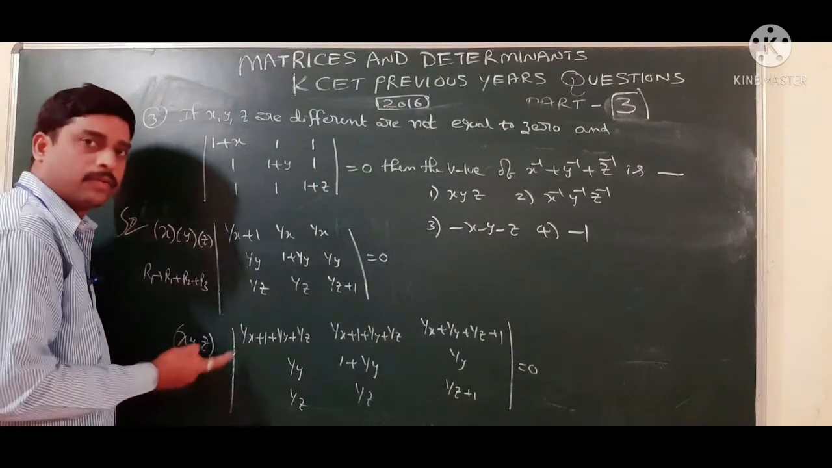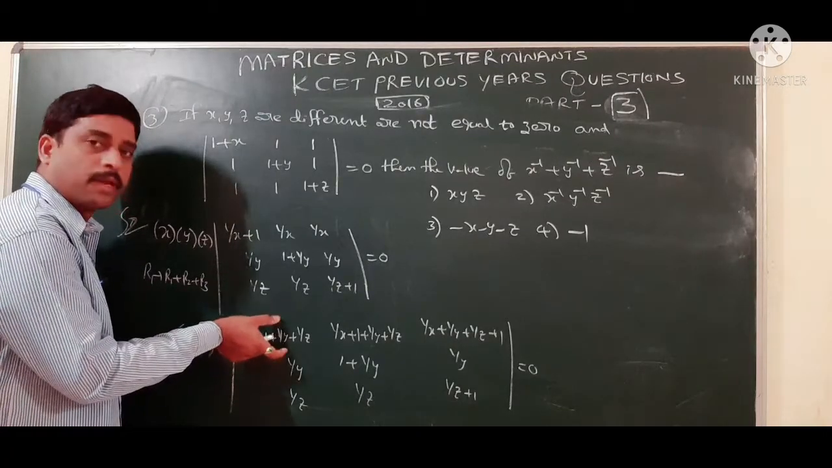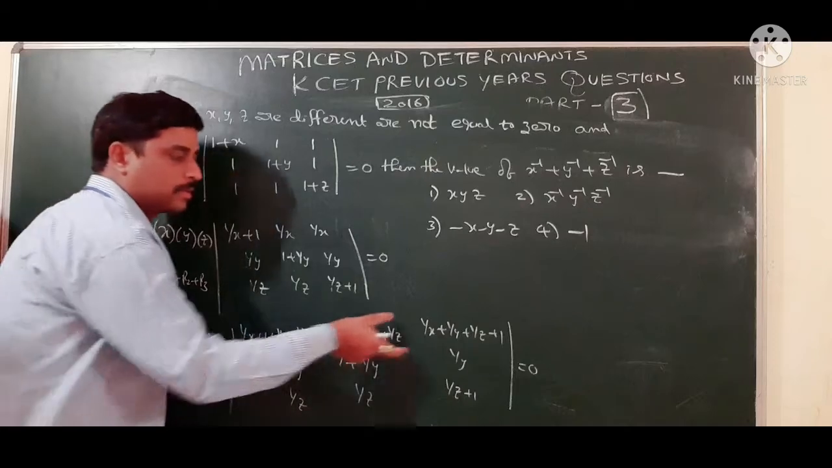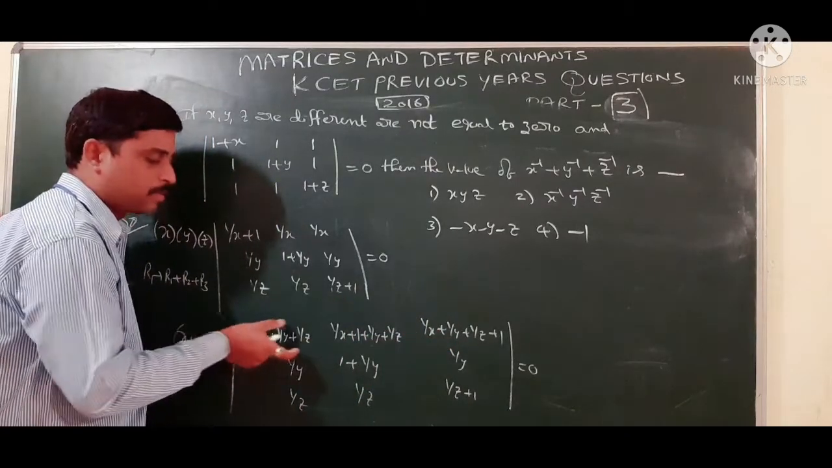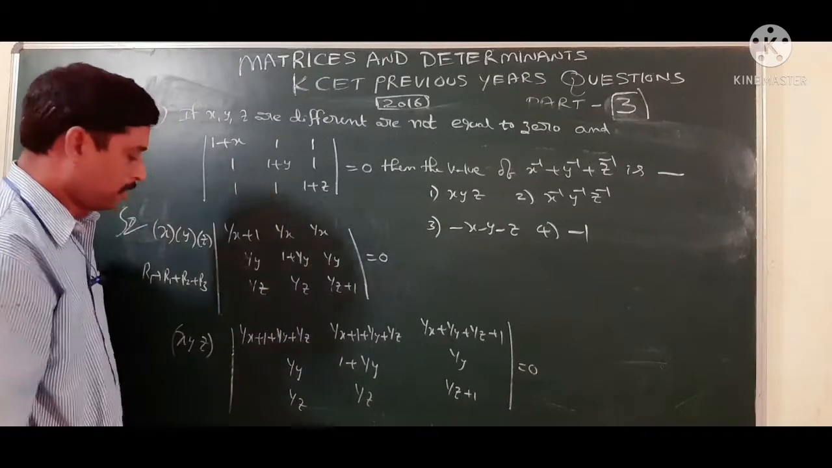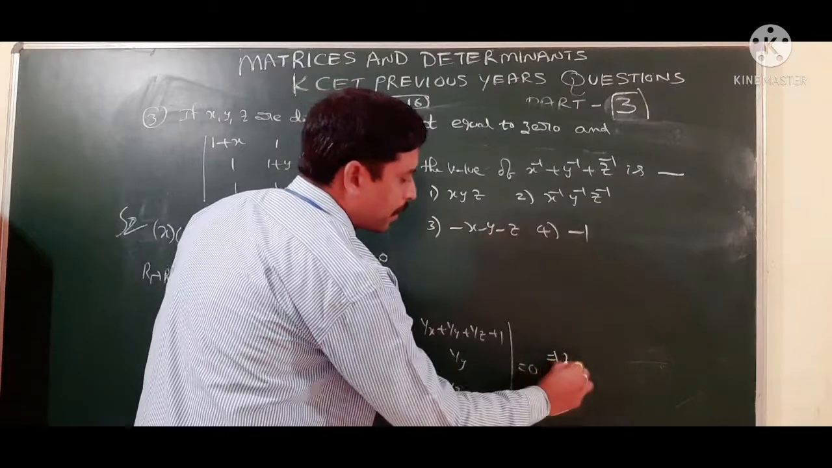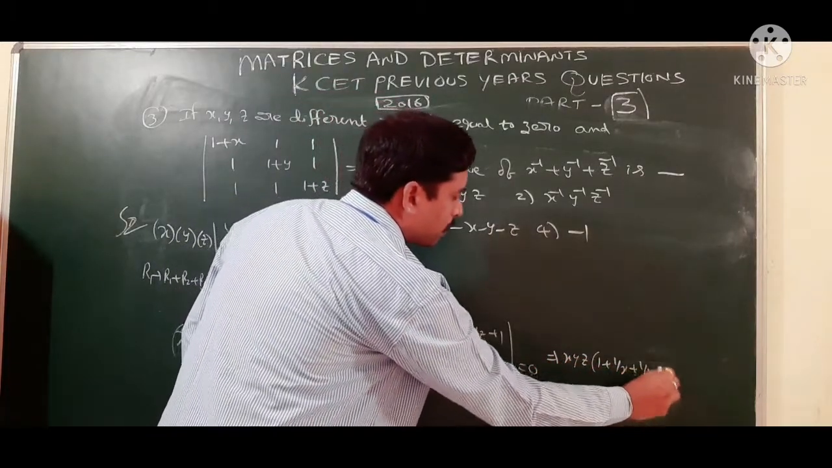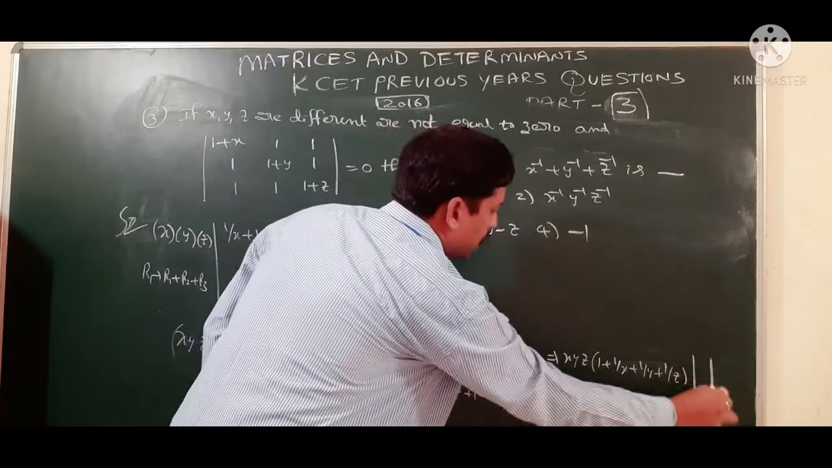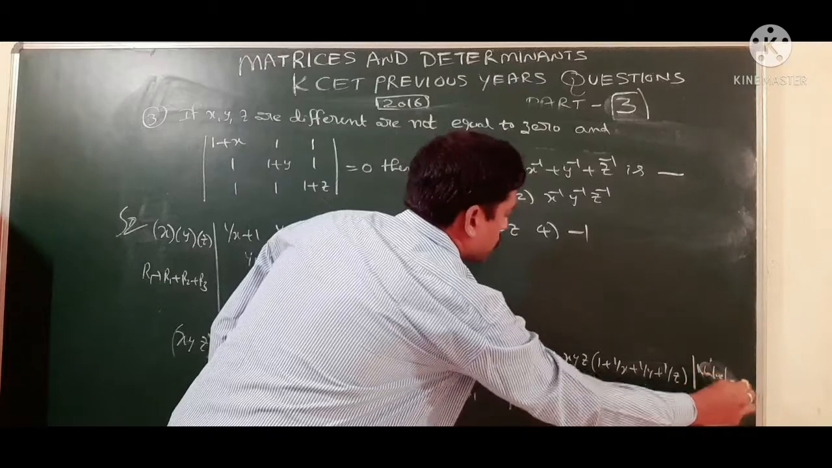Okay, in this determinant, what is the first row? First row: 1/x + 1, 1/y + 1, 1/z + 1. In the first row, all elements are equal, so take out (1/x + 1/y + 1/z + 1) common. So this will be xyz times (1 + 1/x + 1/y + 1/z) times the det, which is equal to 0.